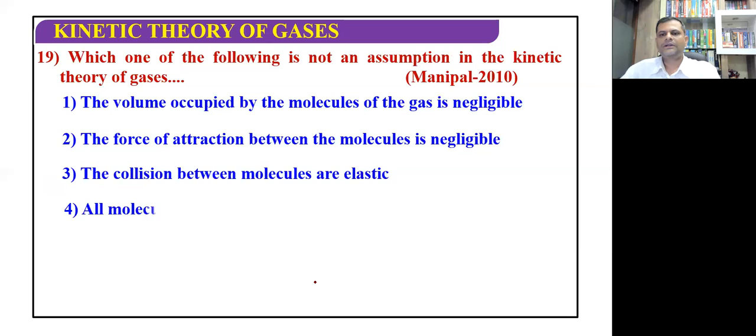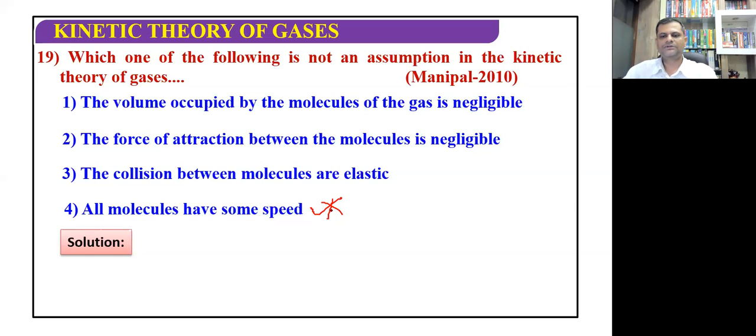Which one of the following is not an assumption in kinetic theory of gases? The volume occupied by molecules of gas is negligible. The force of attraction between the molecules is negligible. The collision between the molecules are elastic. All molecules have same speed. This is not the assumption made by the kinetic theory of gases. All molecules are not of the same speed. Okay, that's why we find out the RMS velocity, no?